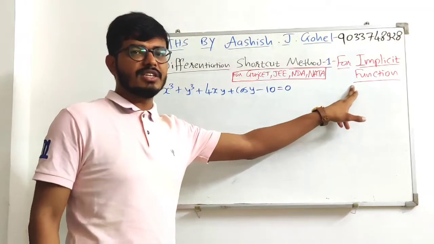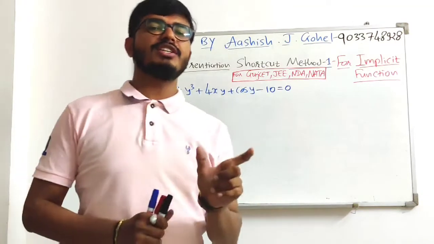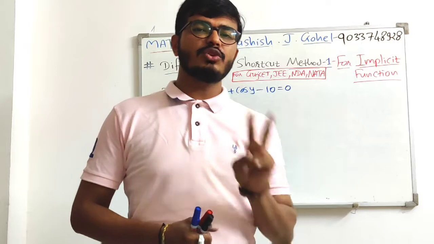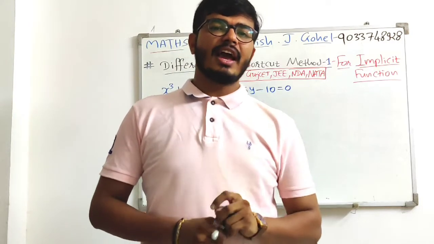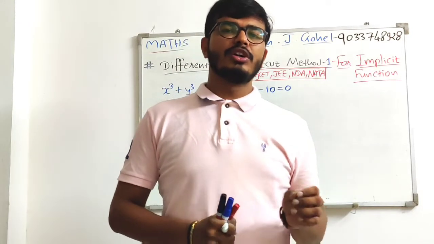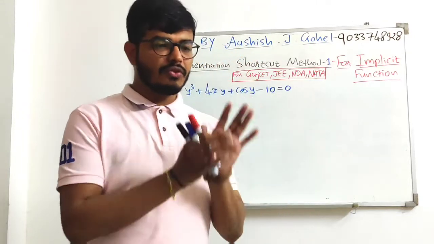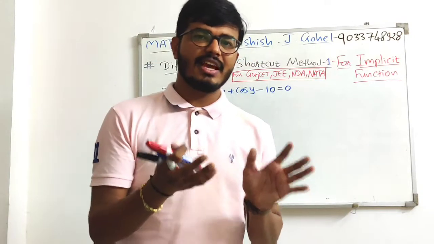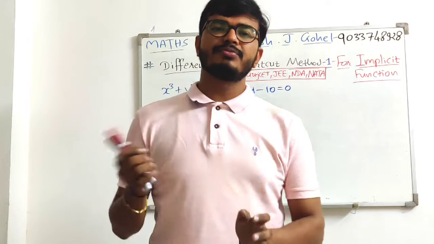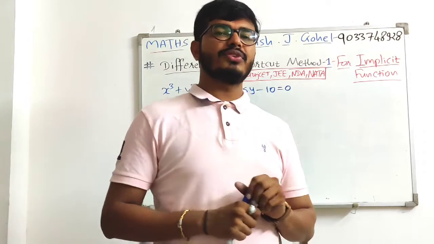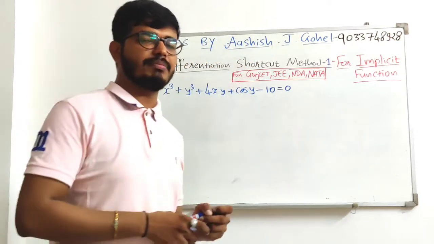Implicit function means where one equation is given containing two variables x and y and you cannot separate out both the variables. That means you cannot write down y in terms of x and x in terms of y. So for this kind of questions we have a very shortcut method.